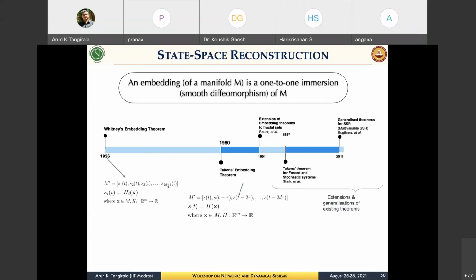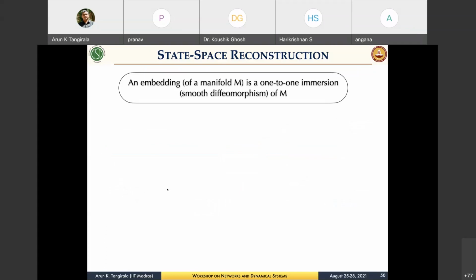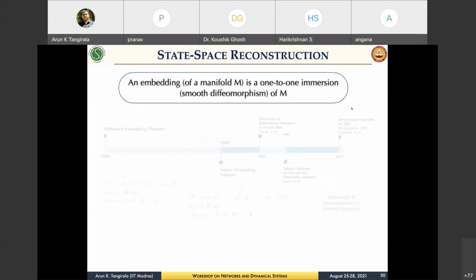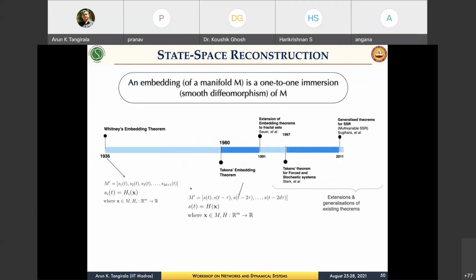How many such measurements do you need? You need 2D plus 1. What is this D? D is the dimension of the manifold, right? Typically, D is referred to as a dimension of the manifold. So you may not know D upfront, by the way. So that is one big headache in using Whitney's embedding theorem. And the other disadvantage is you need so many different sensors.